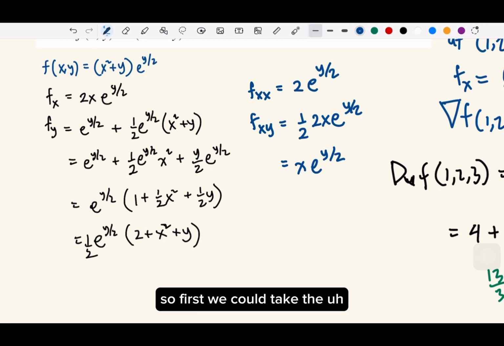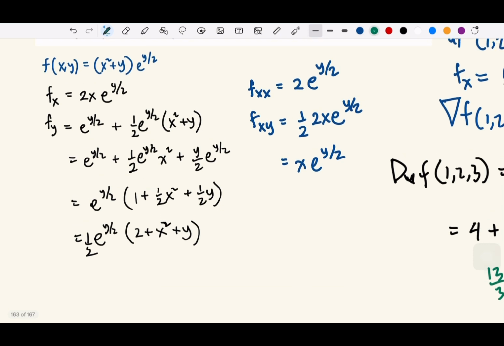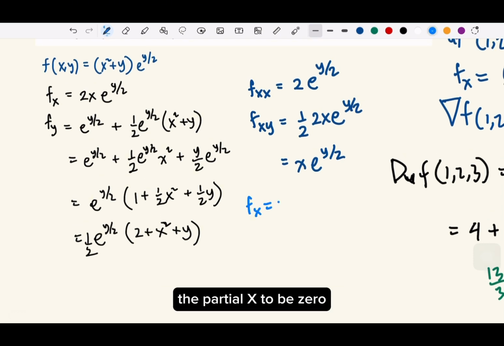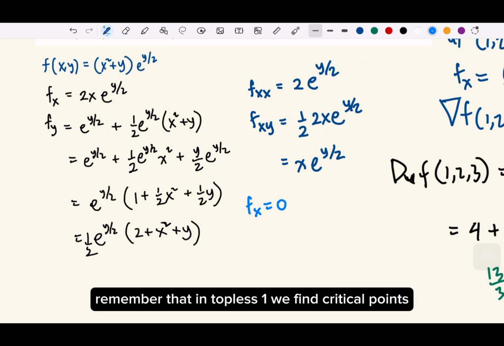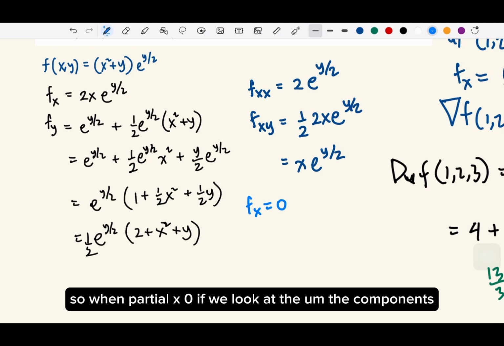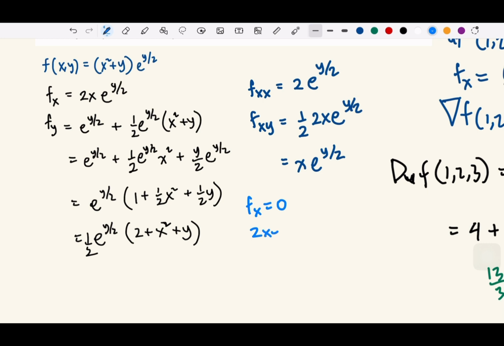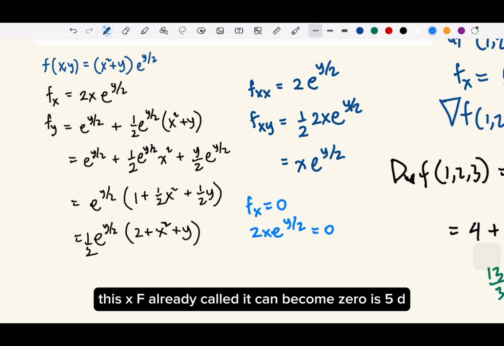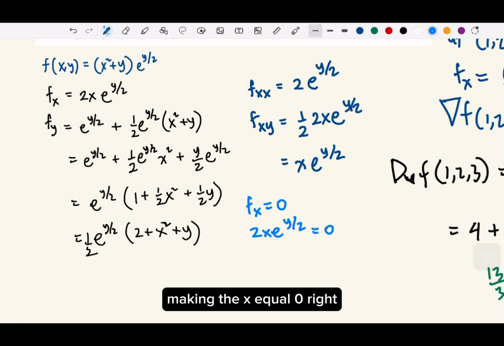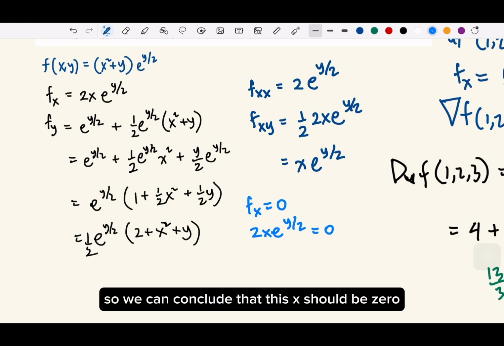So first we could take the partial x to be 0. Remember that in calculus 1 we find the critical points. This is the same thing, we need to find critical points. So when partial x is 0, if we look at the components, the only way that the whole thing can become 0 is by making x equal 0, right? Because the e is always positive. So we can conclude that x should be 0.